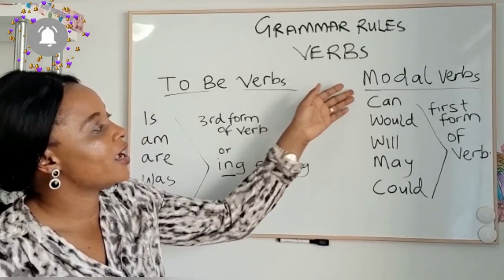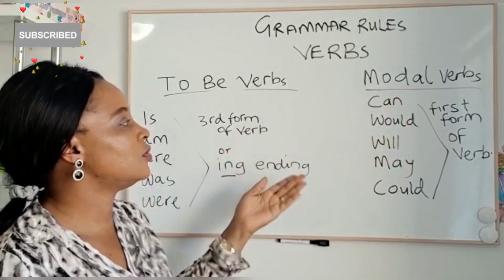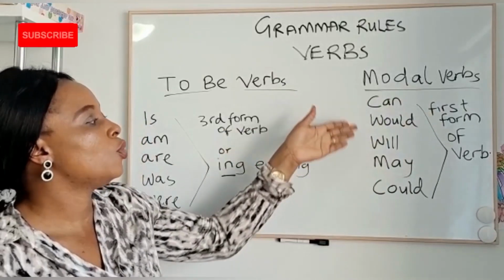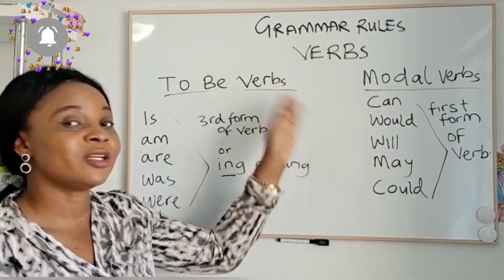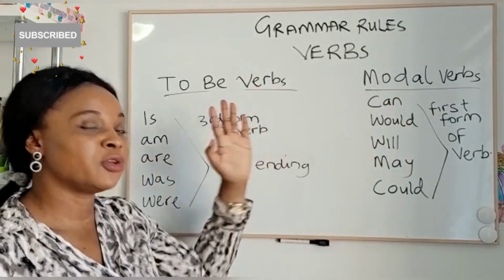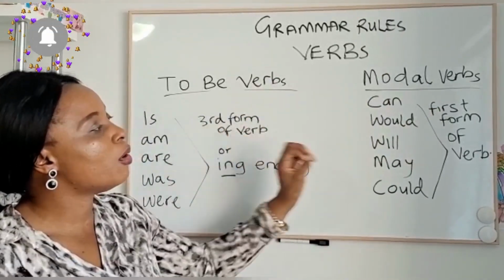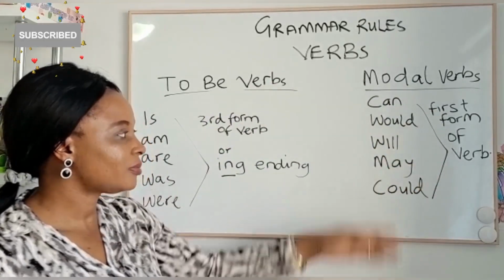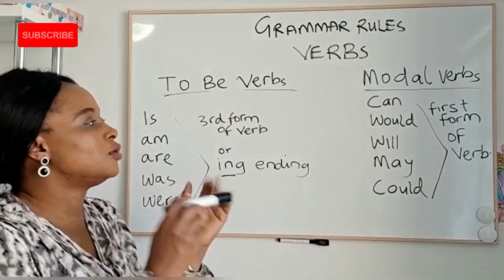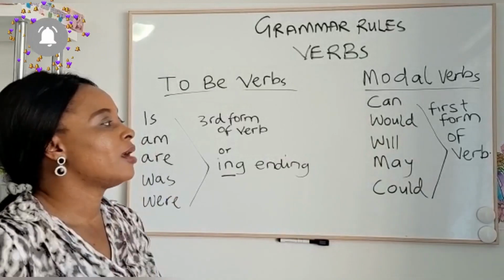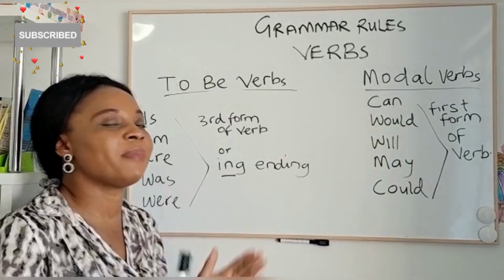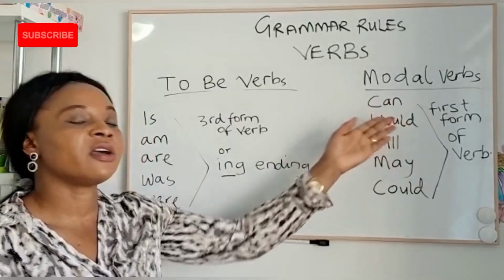You also got here the modal verbs. Examples of the modal verbs: you can see words like can, would, will, may, could. Not an exhaustive list, okay? I'm just showing you examples here. And these modal verbs will actually go more with the first form of the verb. That means that if there is a modal verb before a blank, the form of verb that will be in that blank will be the first form of the verb.